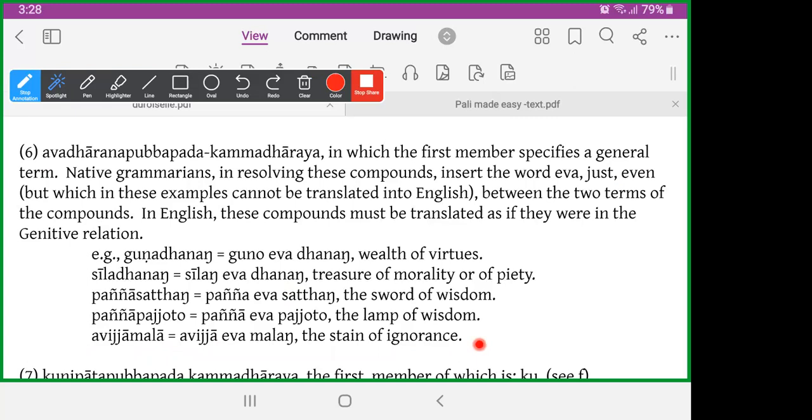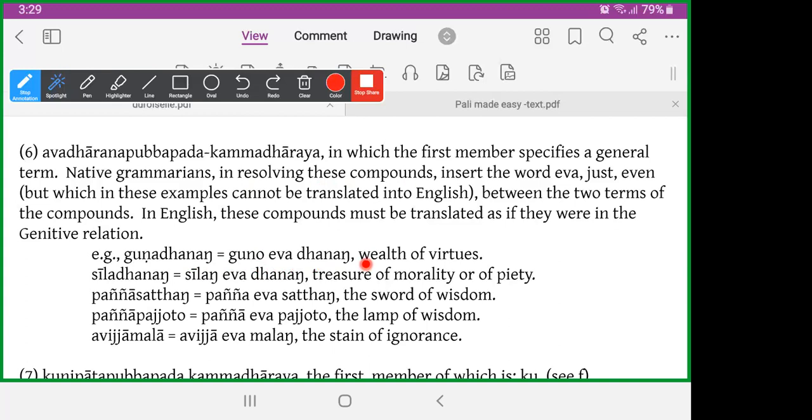So now you can see the example. Guno, guna danam. So when you resolve, what's the meaning of resolving? Resolving means that you break it. All right, we call it the word analysis. So when you break it, it becomes guno. Guna danam becomes guno. You can see here they all put in nominative case, and you put the ewa in between. So guno ewa danam.